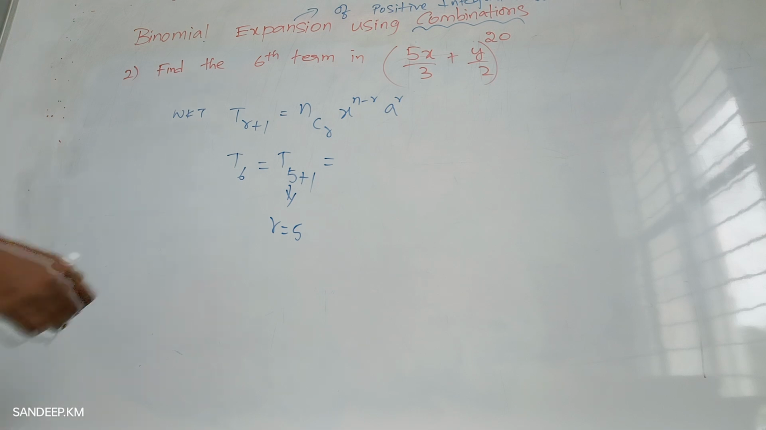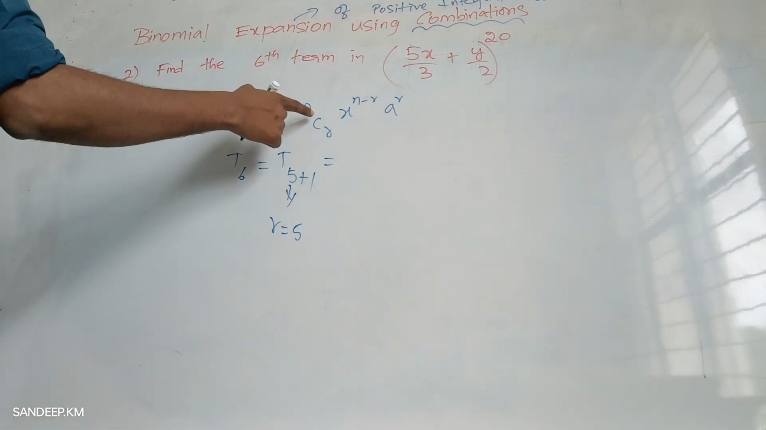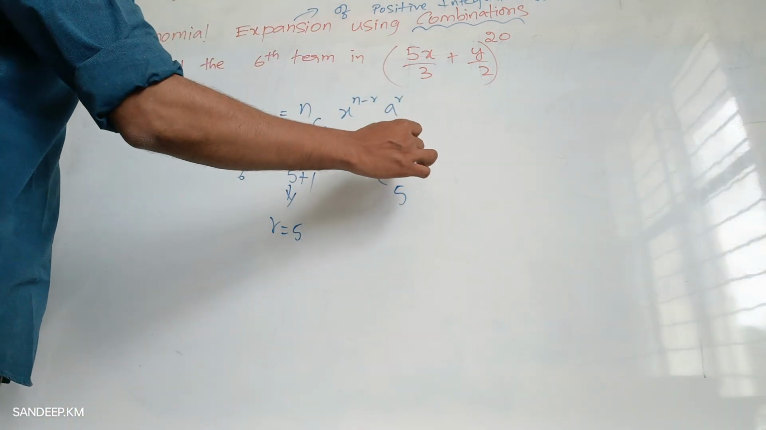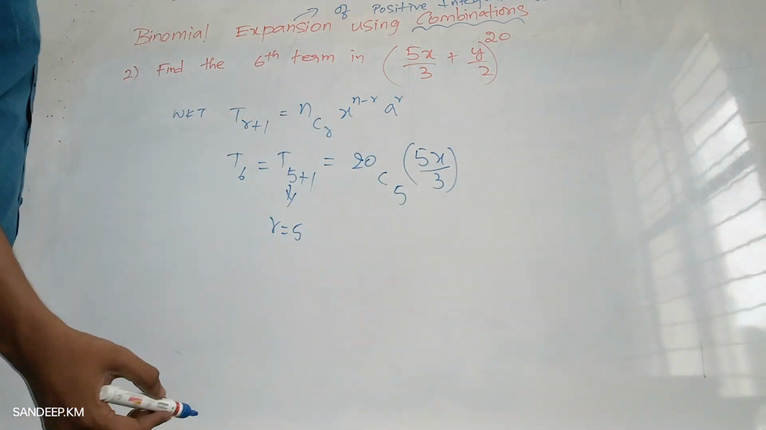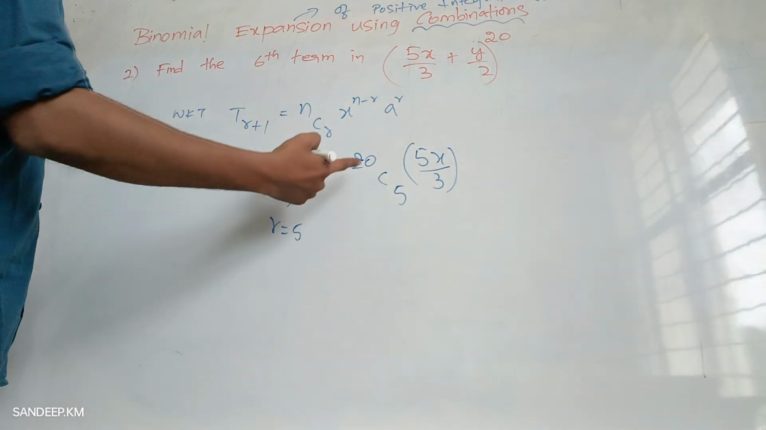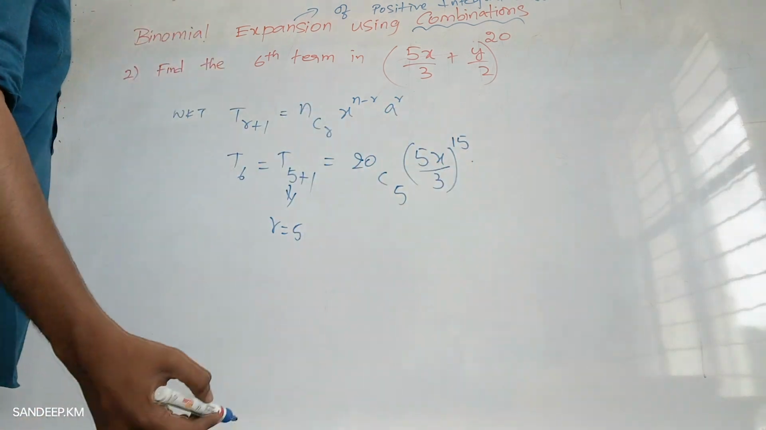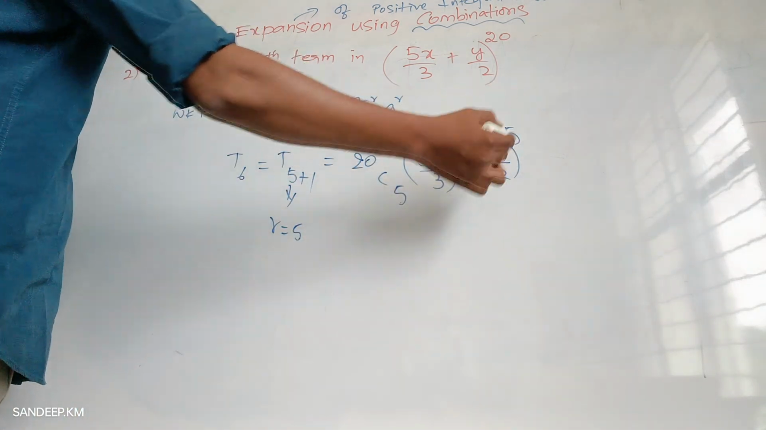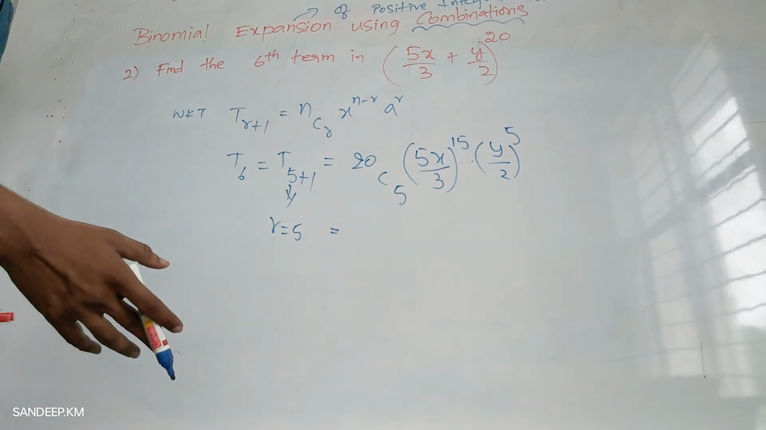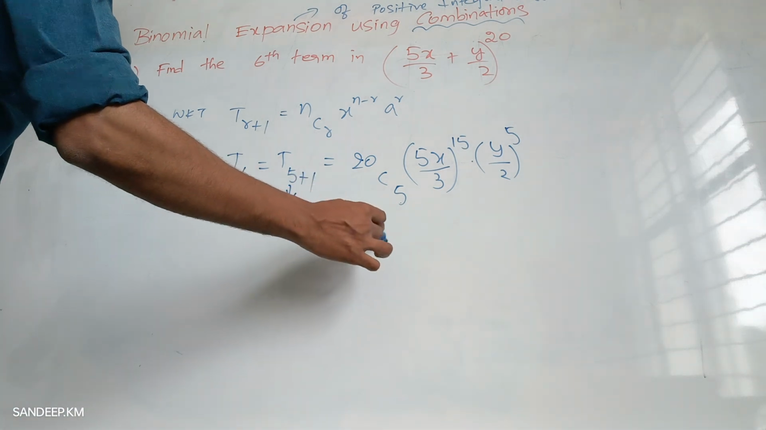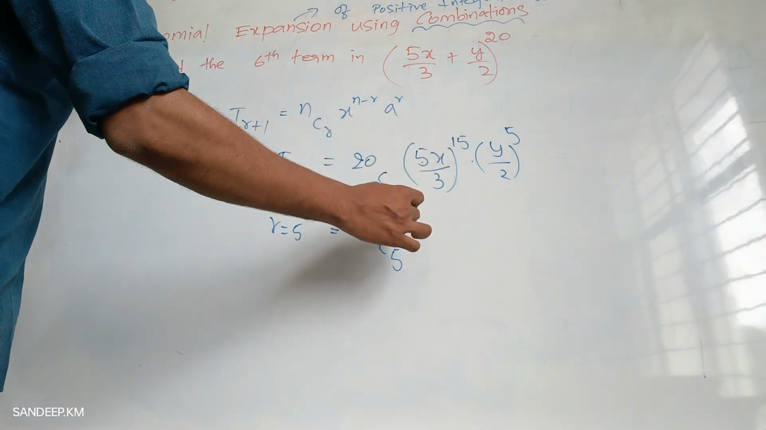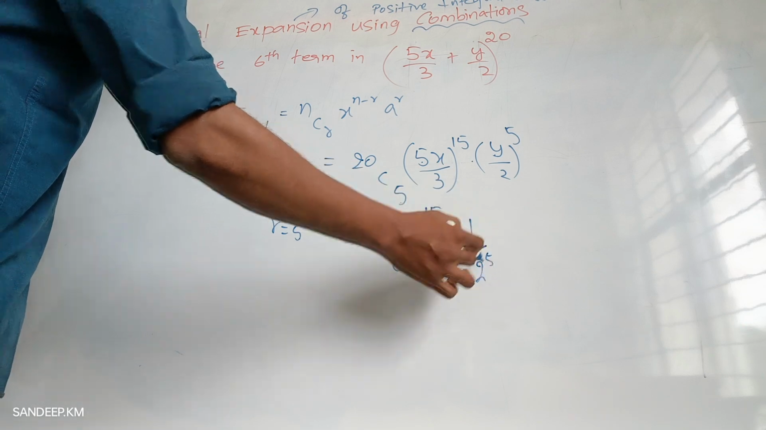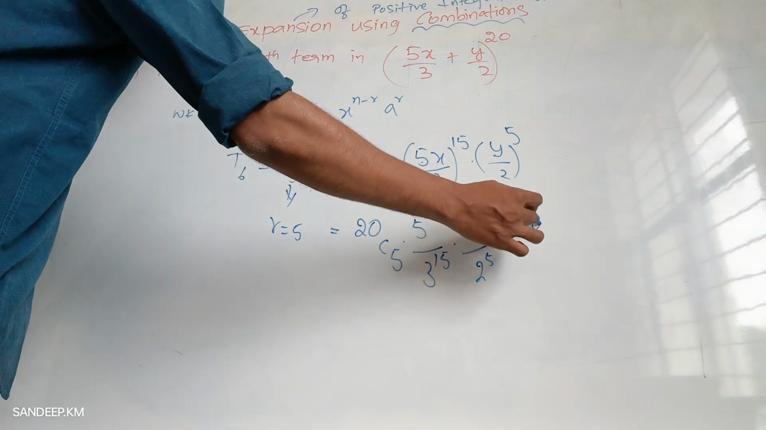So therefore T5 plus 1, where r value is 5. What is it, dear students? N value is 20. So nCr means 20C5. X is the first term, so 5x by 3 whole power. All of you know what is the power of the first one. It is 20 minus 5 into, what is the second term? Y by 2 whole power, the suffix 5. So 20C5, no one will expect us to calculate. Okay, now you can keep it as 20C5 itself into 5 power 15, divided by 3 power 15, into 1 divided by 2 power 5, into x power 15 into y power 5.